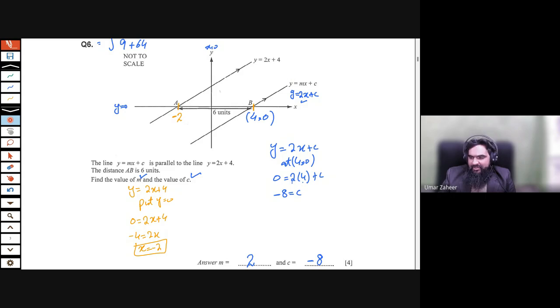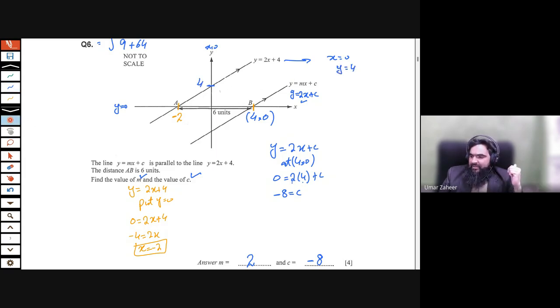Always remember, if the examiner gives you the equation of a line, you can easily find the x-intercept and the y-intercept. If you need the x-intercept, substitute y is equal to 0. And if you need to find the y-intercept, substitute x is equal to 0. For example, if I need to find this value, in this equation I will substitute x is equal to 0. Get the value of y is 4, means this value is 4.